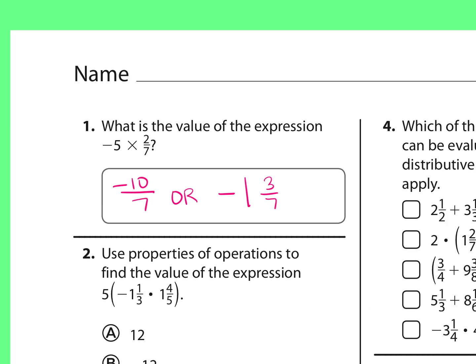What's the value of this expression? This is the same as saying negative 5 over 1 times 2 over 7, which equals negative 10 over 7. And we know that's the same thing as saying 7 will go into negative 10 one whole time, so we got a negative in front of that, by the way, with a remainder of 3.